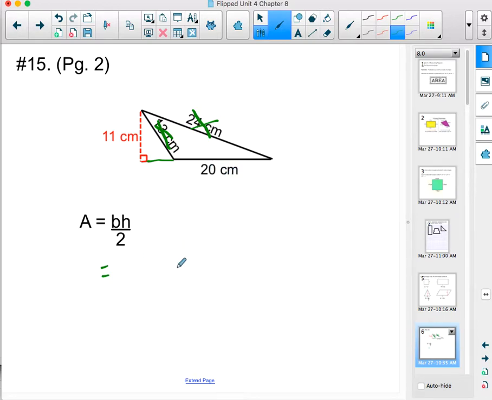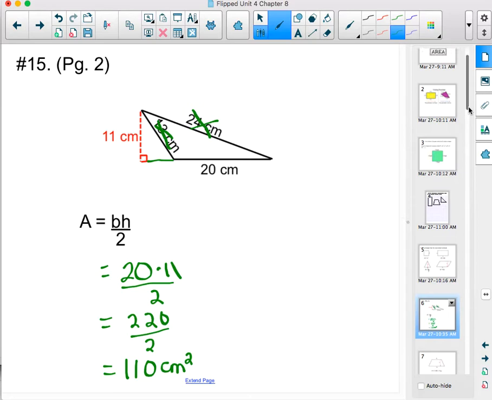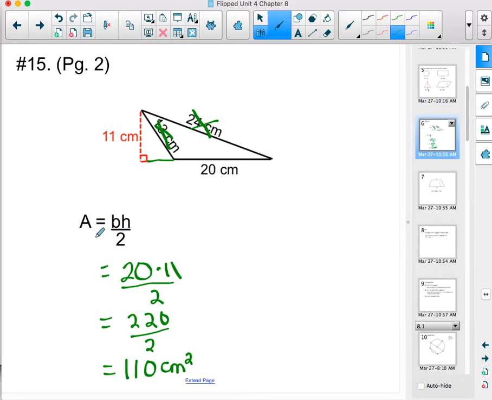So for my formula, the base is 20. The height is that dashed line, 11. I'm going to multiply them together and then divide by 2. 11 times 20 is 220. Divide that by 2, I get 110. Remember, this is area, so it's measured in square units. So I'm going to use square centimeters in my final area. All of our formulas will be done this way, where we start by writing the formula and then we substitute and we follow the order of operations to solve.